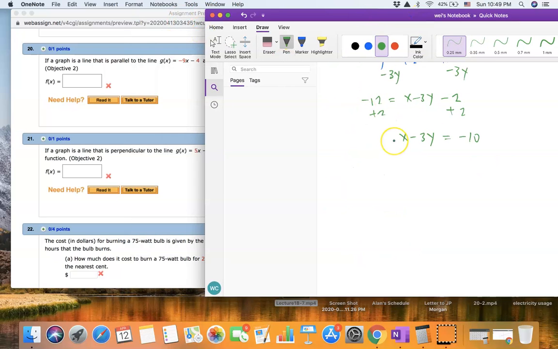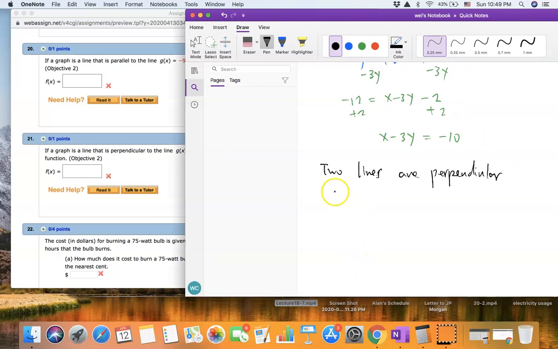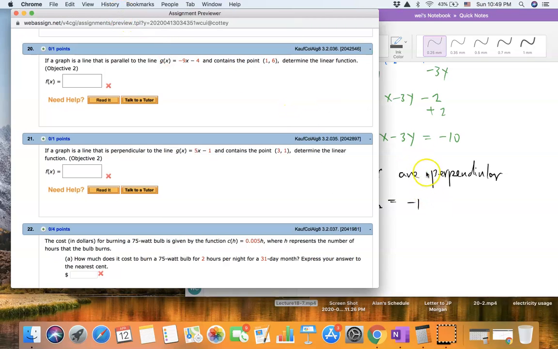So here we said if two straight lines are perpendicular, then the product of their slopes is going to be equal to -1. So in this problem, we're given a straight line, whose equation is y equals 5x minus 1.